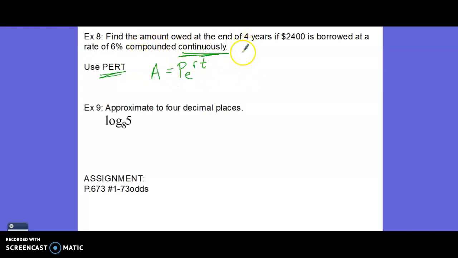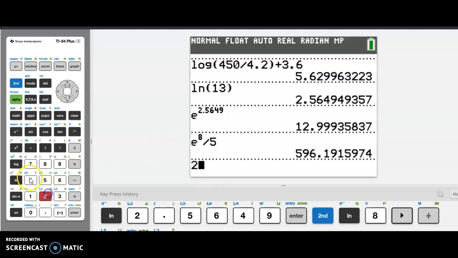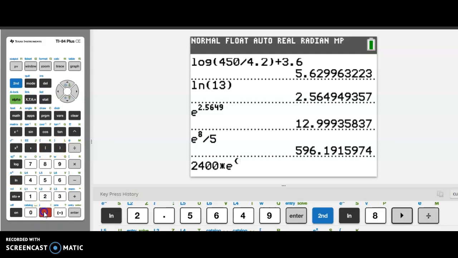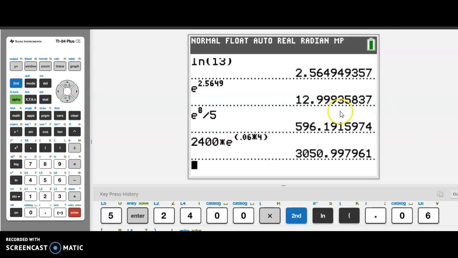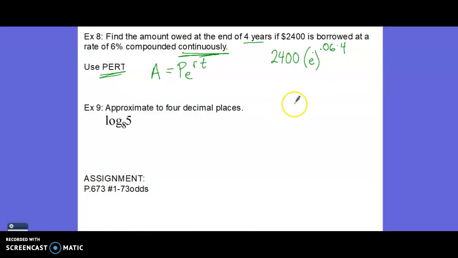It's just like the compound interest problem. So P stands for principal. e is always the same number, that 2.718. Change your rate to a decimal over 4 years. And then you go to your calculator. 2,400 times e, and you might need to put in parentheses, 0.06 times 4 power. Figure out your calculator. So we're talking about 3,050. Let's just round that up to 3,051. And 0 cents.